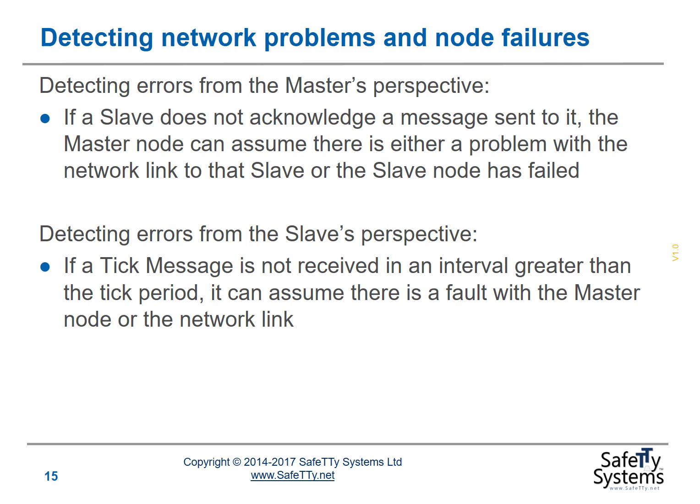correctly. From the slave perspective, the slave can detect that the master is not operating if it doesn't receive a tick message for longer than the expected tick interval. So if a tick message is not received in an interval greater than the tick period, the slave can assume that there's a fault in the master node or in the network link.